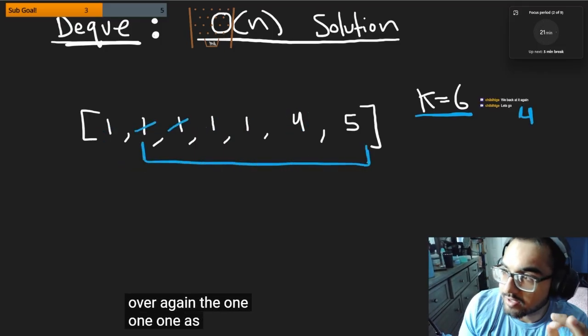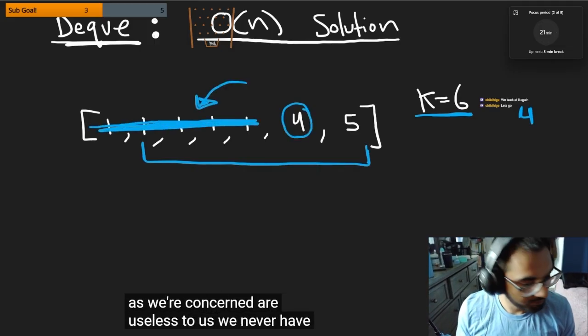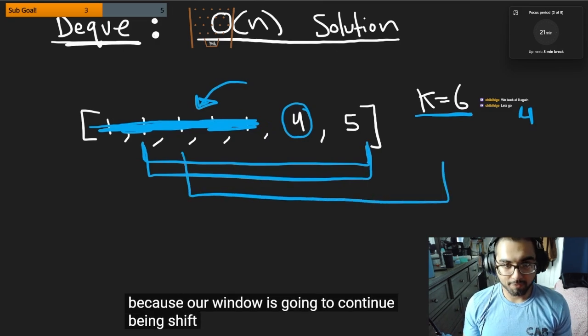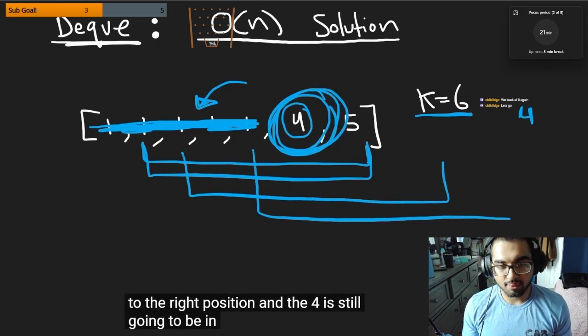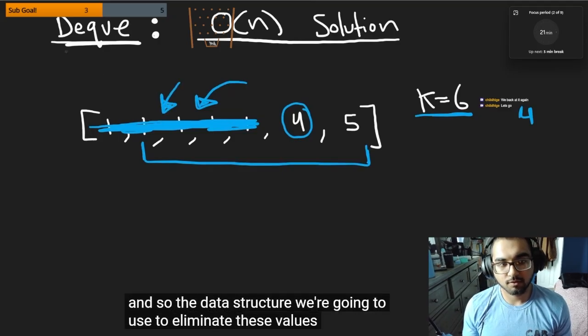The 1, 1, 1. As soon as we see this 4, we're going to know that these elements, as far as we're concerned, are useless to us. We never have to look at them again. They will never be the maximum inside of our window because our window is going to continue being shifted to the right, and the 4 is still going to be in the window even after these elements have been eliminated. And so the data structure we're going to use to eliminate these values is a deck or a DQ.